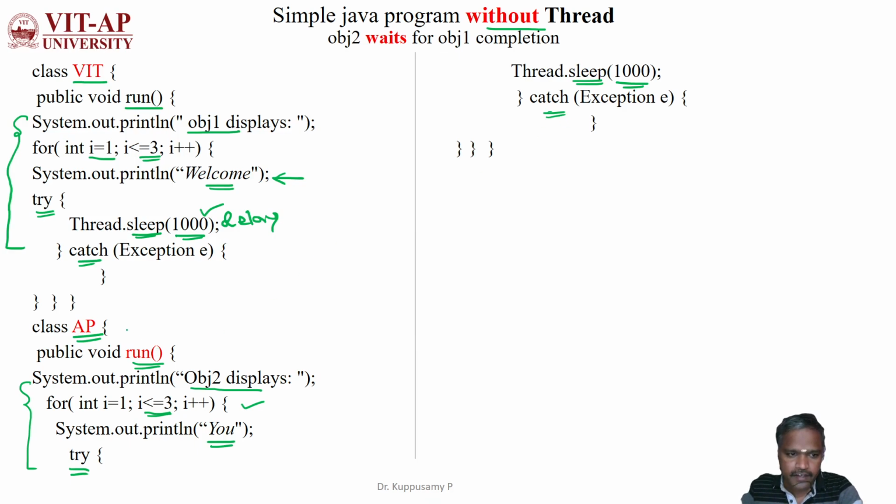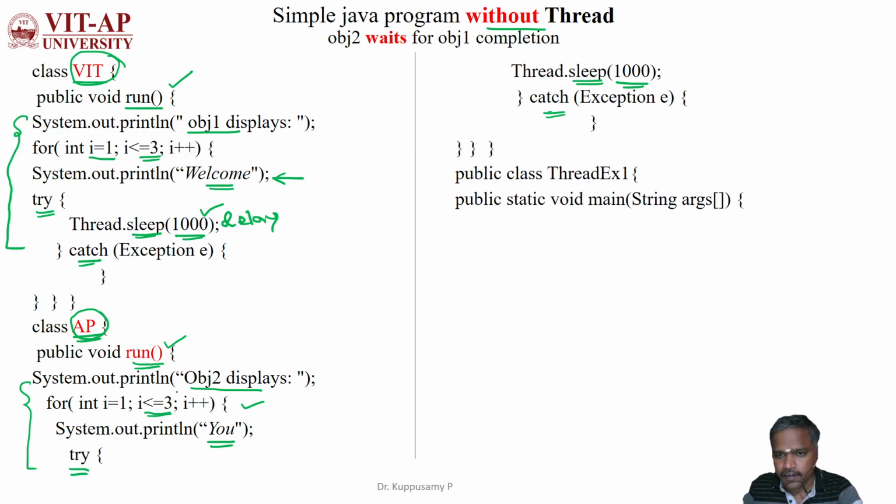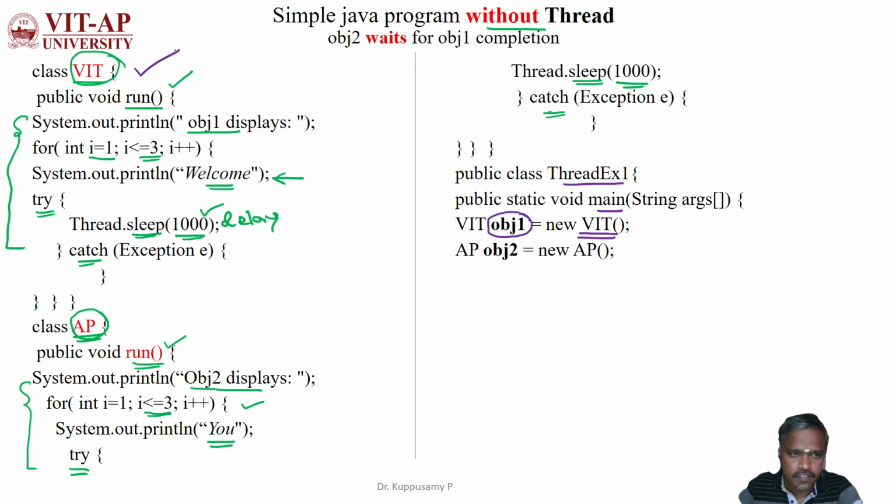Now we are having two user defined classes, one is vit, another one is ap. Both are having their own run method which are performing their own different actions. Here thread ex is the driver class which is having the main method. Inside the main method I am creating two objects, one is obj1 by using the first user defined class vit, then the second object obj2 I am creating by using the class ap.